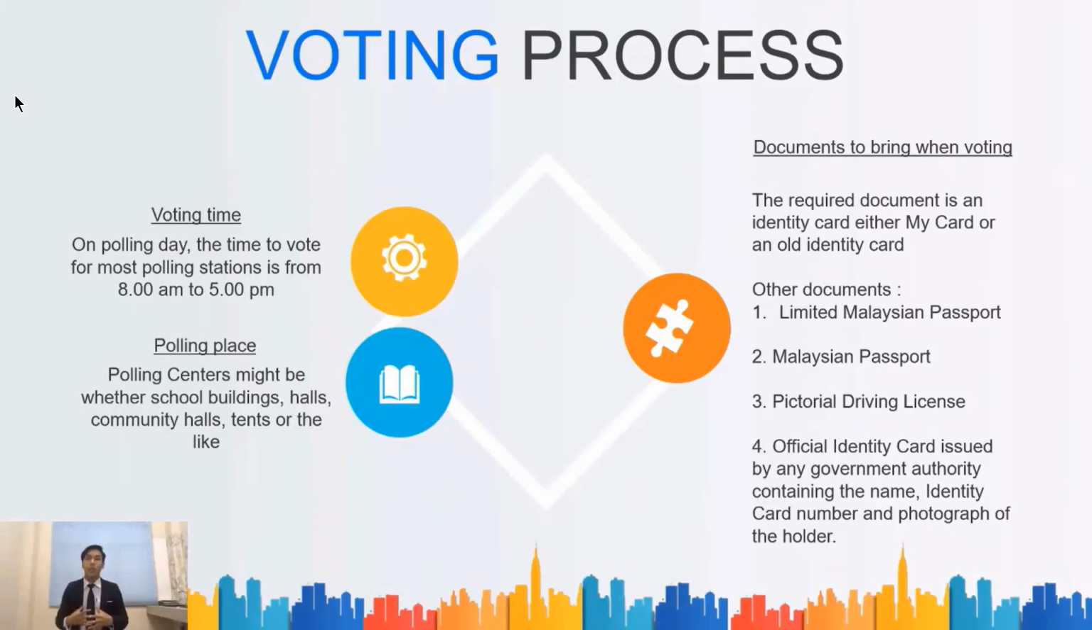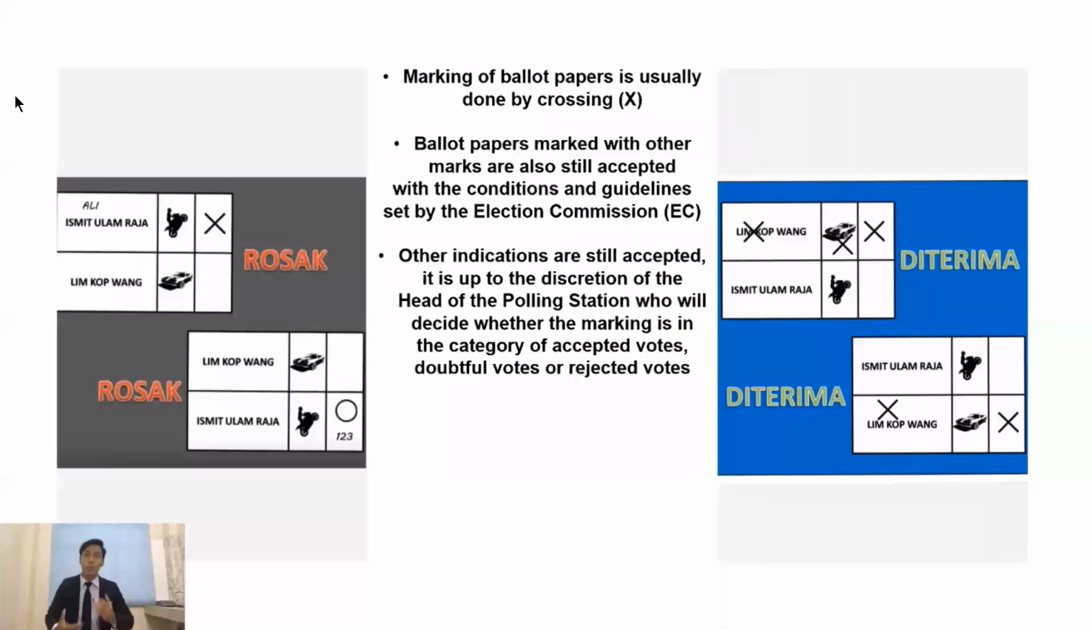If these documents are missing or lost, other documents can also be accepted as proof of identity, as an option for what you have. So how to vote?